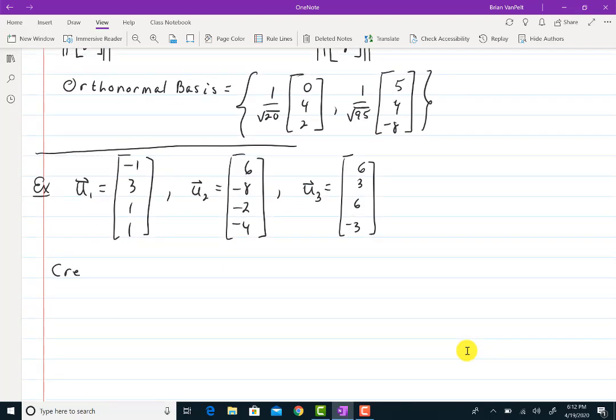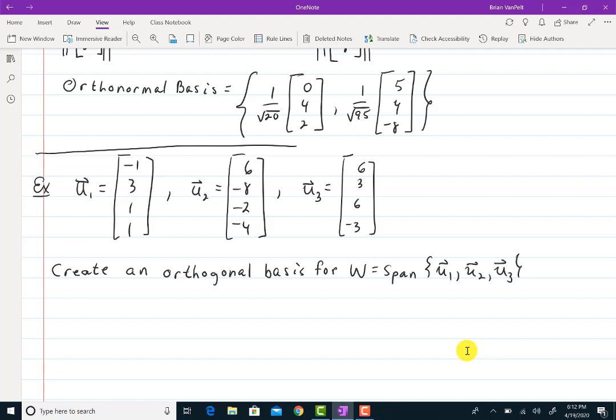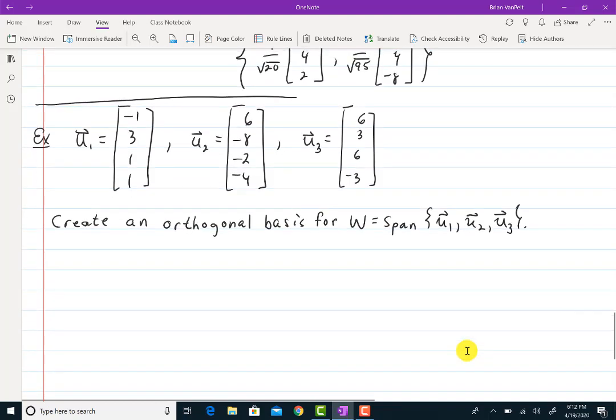Create an orthogonal basis for W, which is the span of those vectors. So as before, let me put the solution here. V1 equals U1. That's always the easiest one.